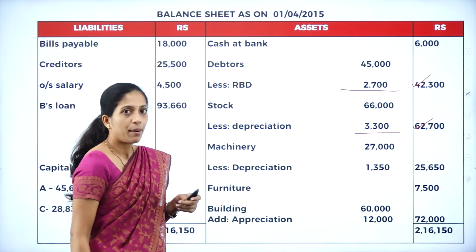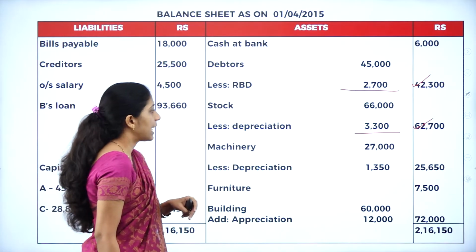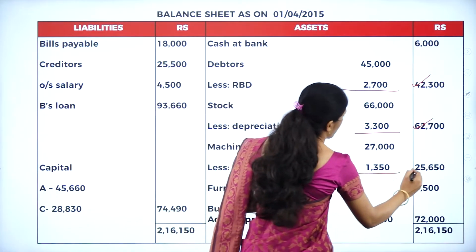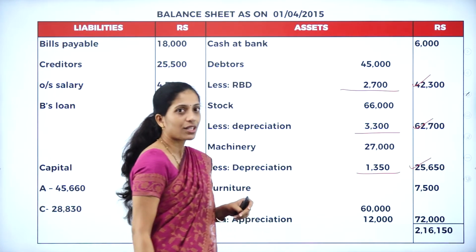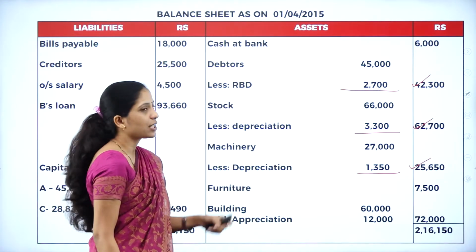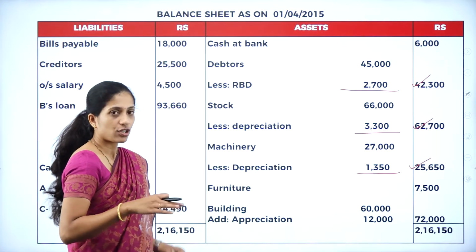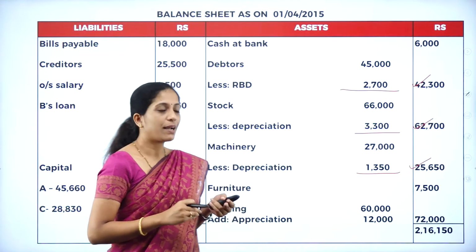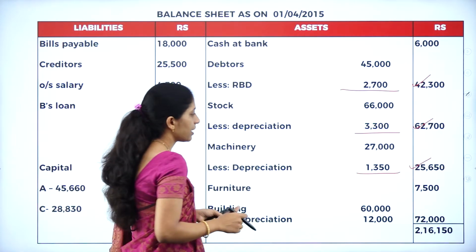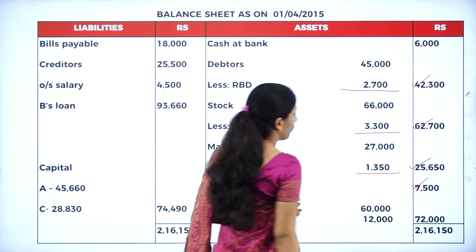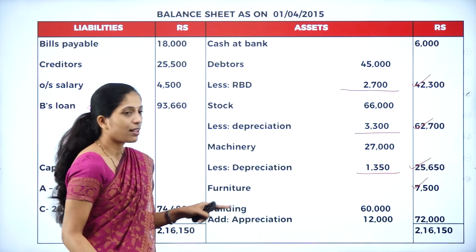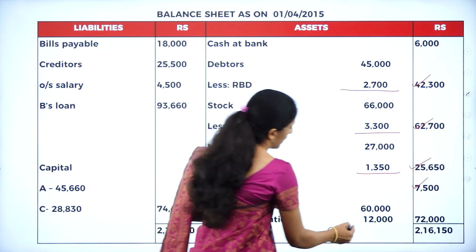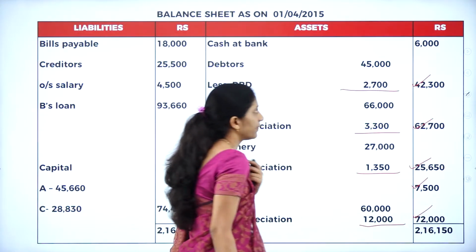In the same way, machinery 27,000 less depreciation 1,350, that is 25,650. Next, furniture. There were no changes in furniture. There was no appreciation or depreciation given in the adjustment. It means that it remains the same, 7,500. Next, the building. There was an appreciation, so add that appreciation, you'll get 72,000.